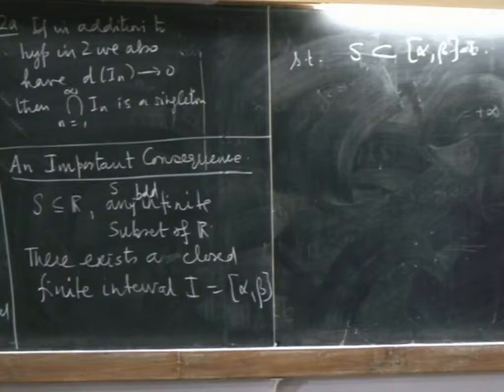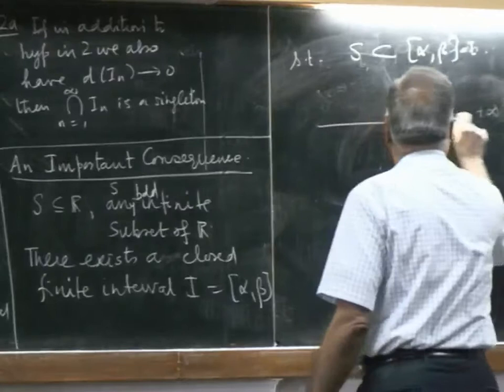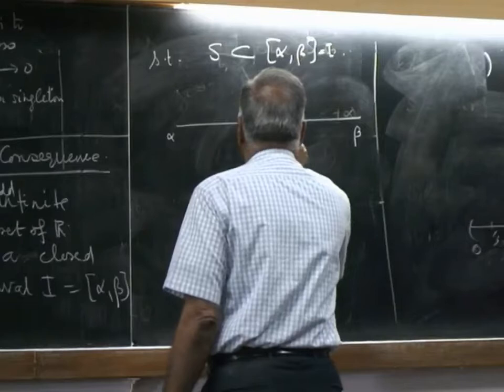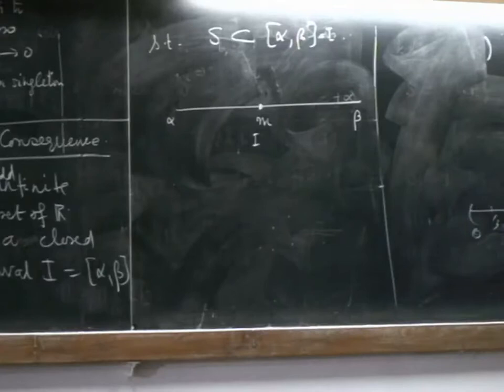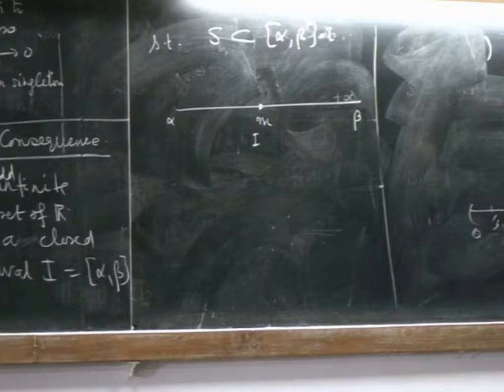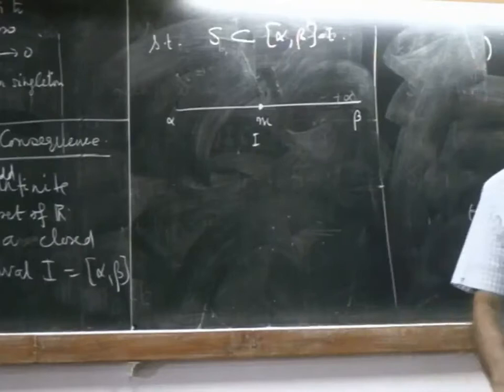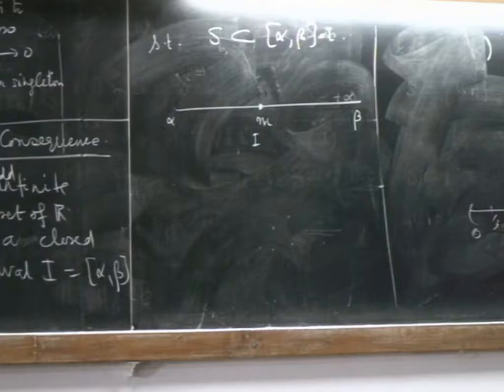I know that S is infinite. Therefore, in this interval there are an infinite number of points of S. So here is my I, which is [alpha, beta], and I take the midpoint m of this interval. Now there are two halves, this half and this half. Since S has infinitely many points, at least one of the halves must have infinitely many points. If both halves had only finitely many points of S, then the total number of points of S would be finite. But S is infinite.